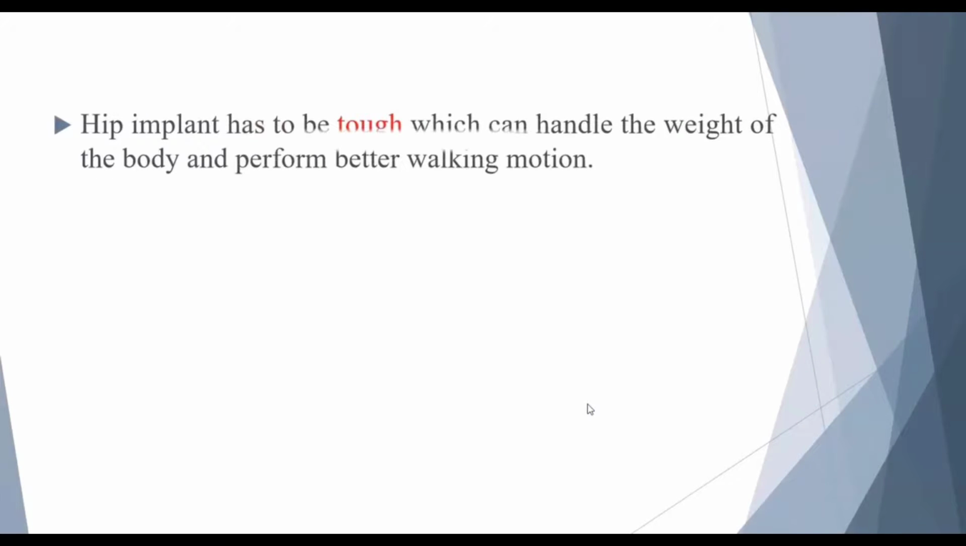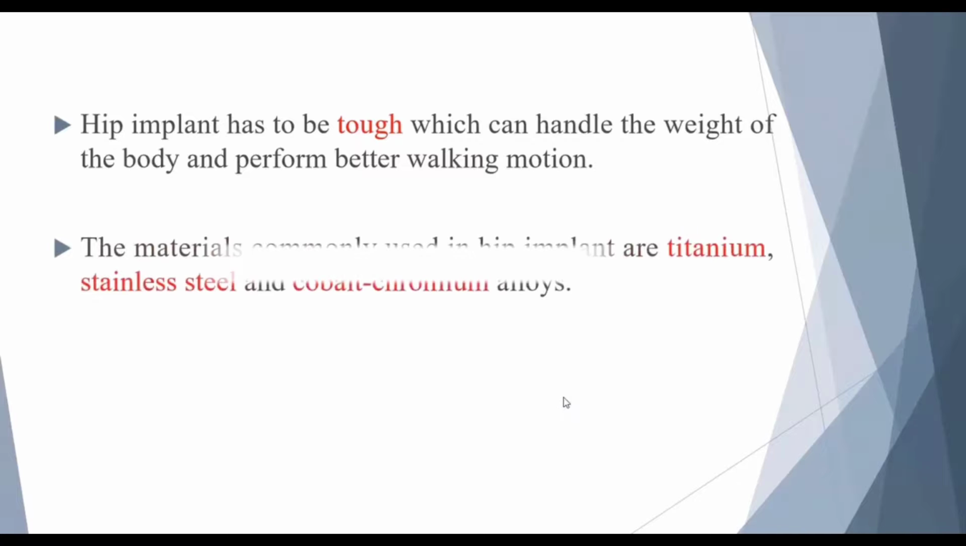So, the hip implant has to be tough, able to handle the weight of the body and perform better working motion for the patient. According to the research, the materials commonly used in hip implants are titanium, stainless steel, and cobalt chromium alloys. They have to be biocompatible, suitable for the body, and strong enough yet flexible for daily movement. Next, I will pass to my friend for the discussion on material selection.